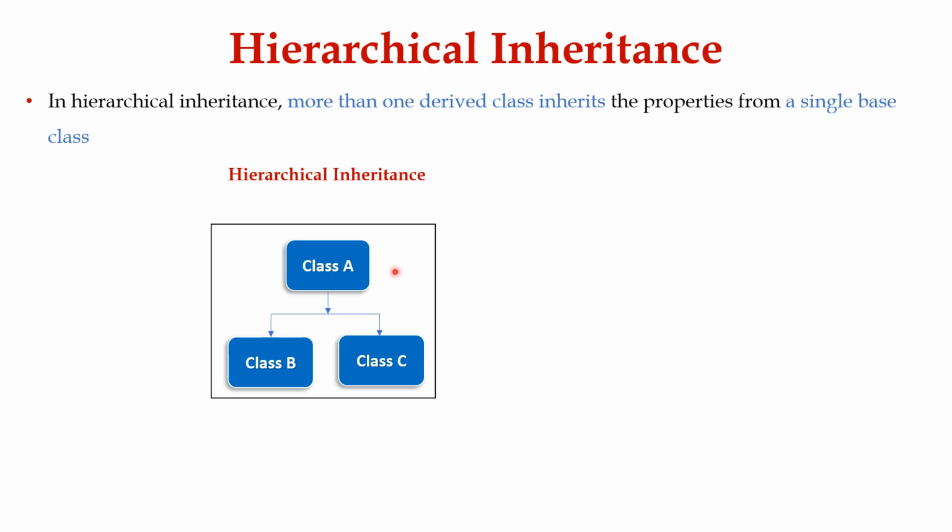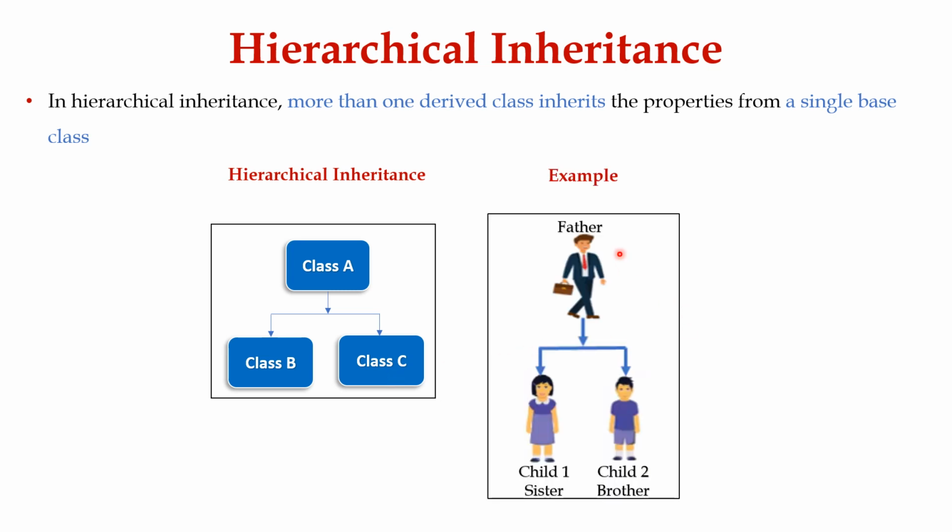Let's have an example where we have three classes, namely class A, class B, and class C. Class A serves as a base class. Class B and class C are derived classes of class A. Here we have a single base class, class A, and we have multiple derived classes, that is class B and class C.